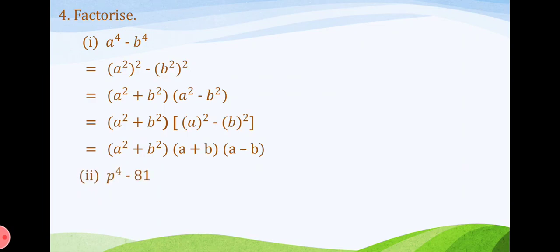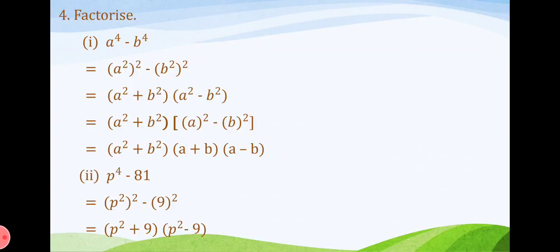Question number 2, p raised to 4 minus 81. Again we can see that in all these questions we have to apply the third identity two times. So again p raised to 4 is the square of p square and 81 is the square of 9. So we write p square whole square minus 9 square. First time we have to add both the terms and second time we have to subtract both the terms. So we will get p square plus 9 into p square minus 9.